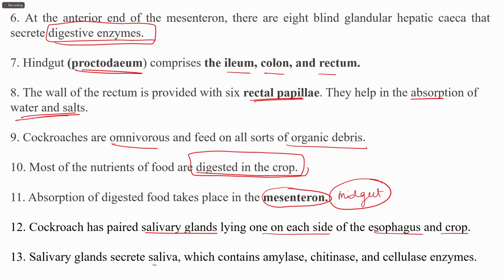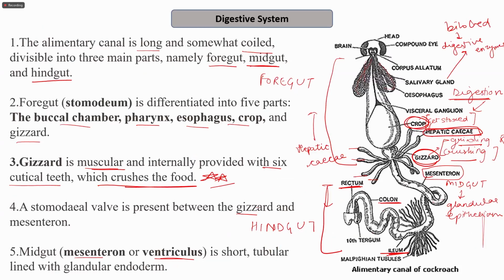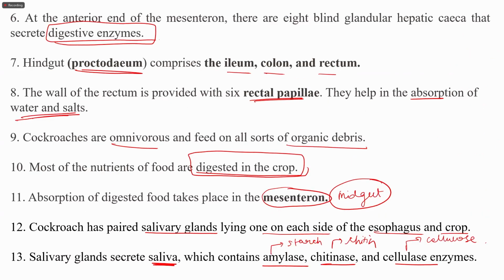And salivary gland secretes saliva, which contains enzymes like amylase, chitinase, and cellulase. So amylase is the one that acts on the starch, chitinase acts on the chitin, and cellulase acts on the cellulose. So this is the basic of the digestive system of cockroach, which is divided into three parts, mainly foregut, midgut, and hindgut. Foregut also stands for stomodium, midgut stands for mesenteron or ventriculus, and hindgut stands for proctodeum.